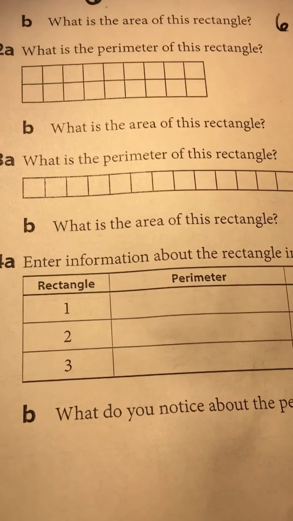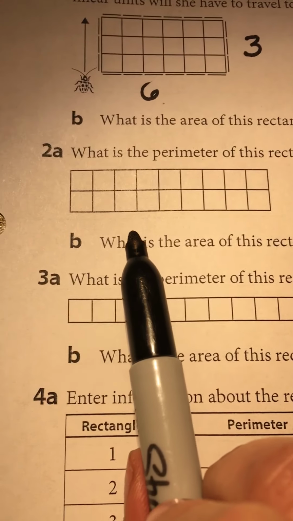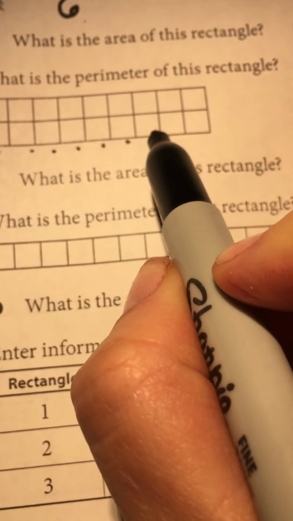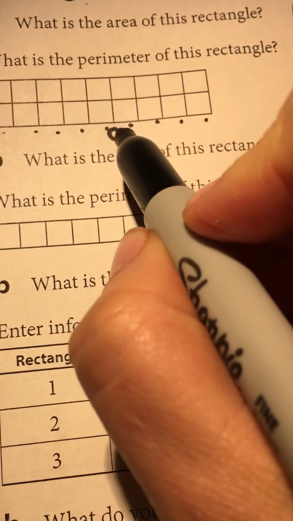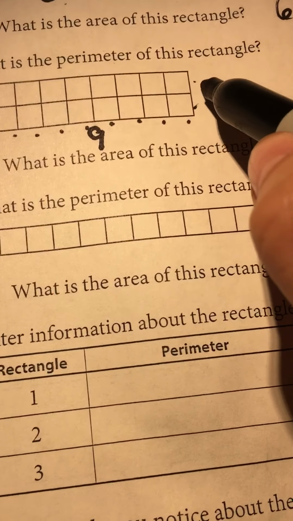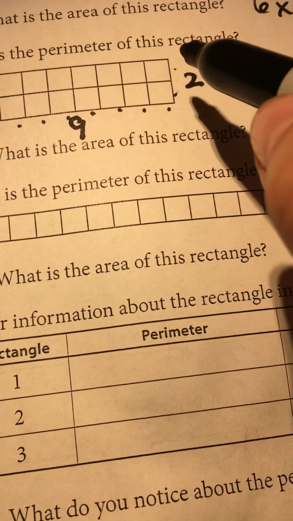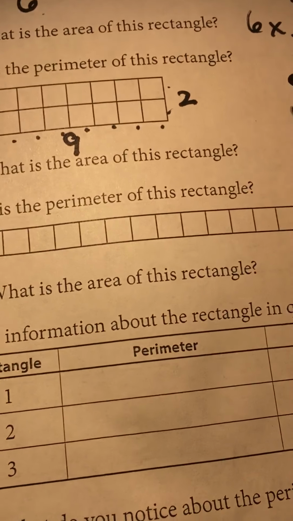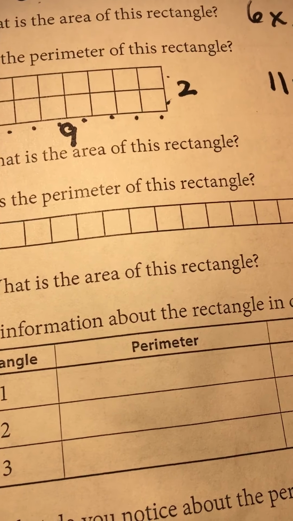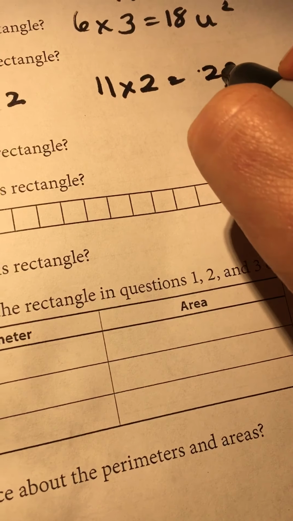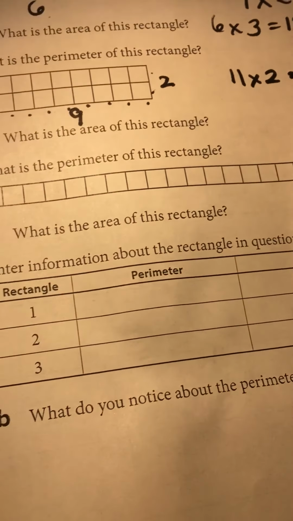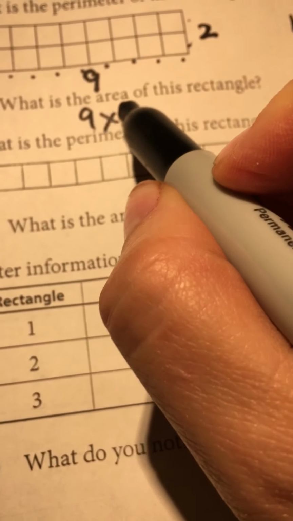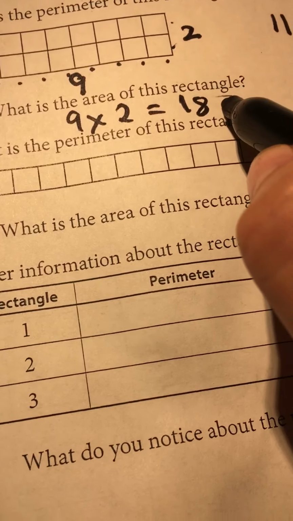Okay, so the perimeter of 2A, so I'm going to count down here. We have 1, 2, 3, 4, 5, 6, 7, 8, 9. So I have 9 units here, and there are 1, 2 units here. So again, for the perimeter, we're going to walk around this 9 and 2 and 9 more and 2. So 9 plus 2 is 11 times 2 equals 22 units. So the answer for 2A is 22 units, but you don't have to write units in your answer. And the area then would be 9 times 2, which is 18 units squared.